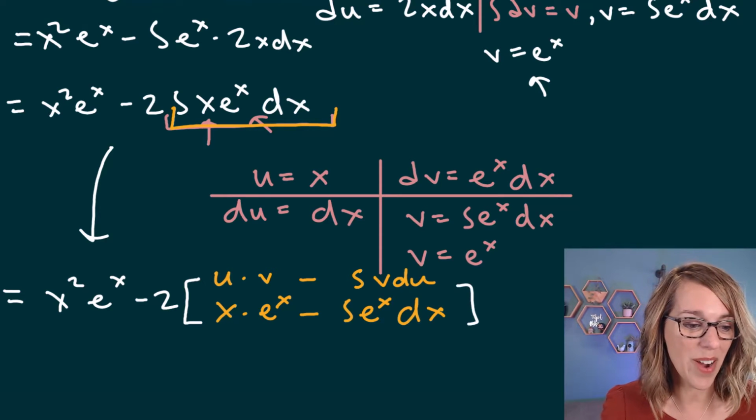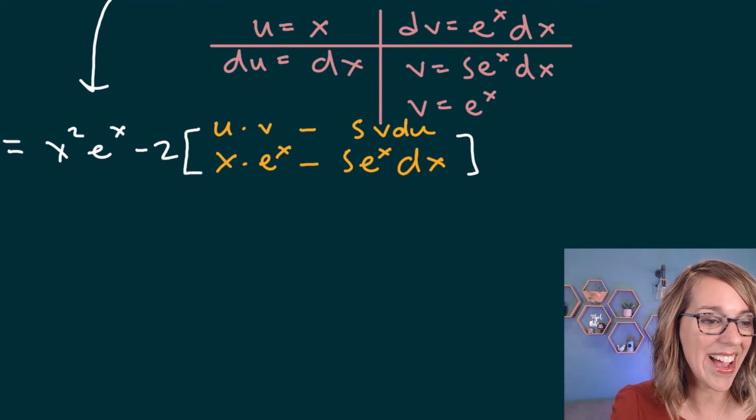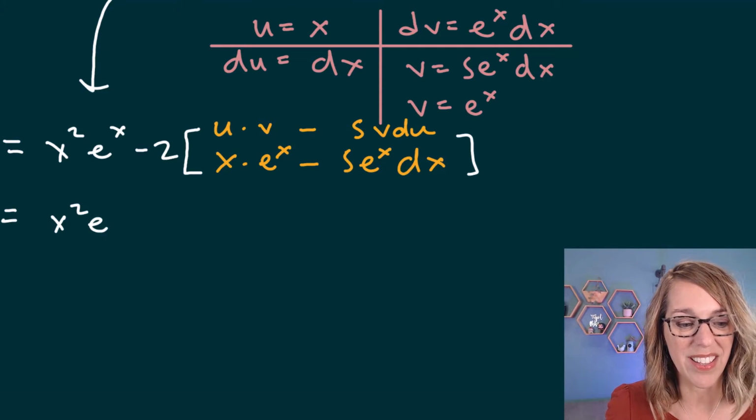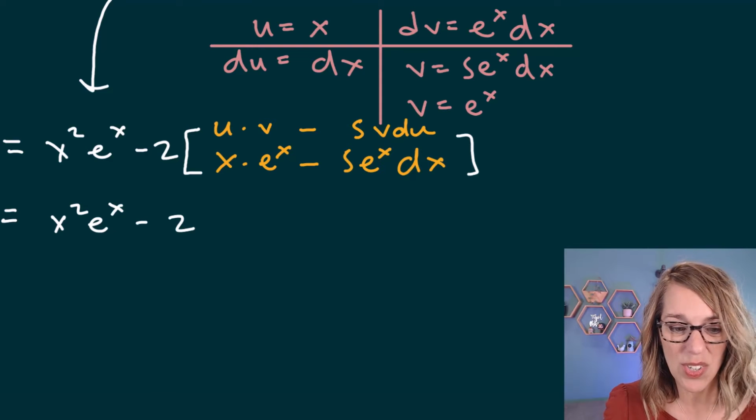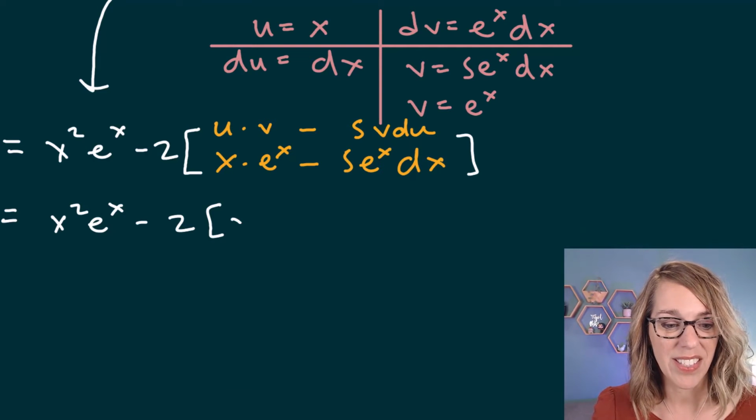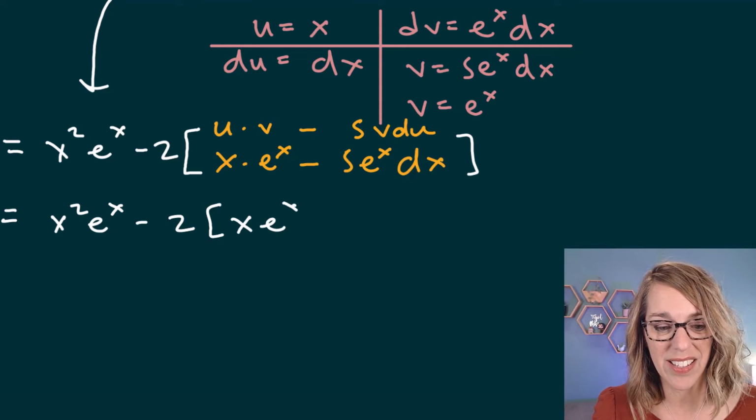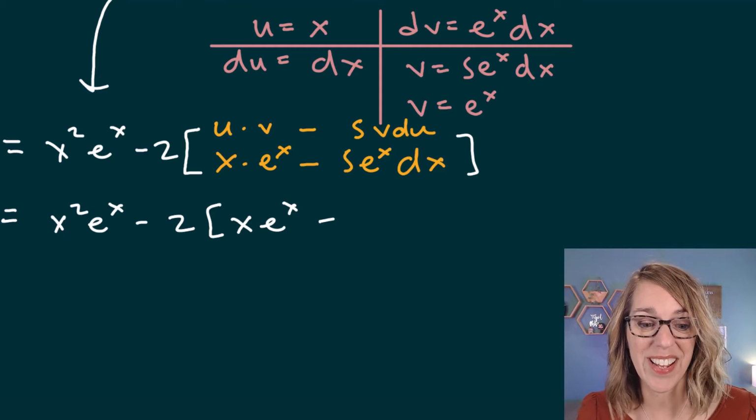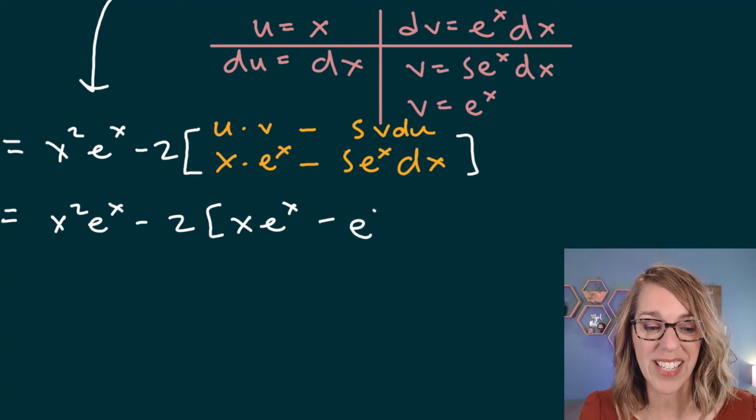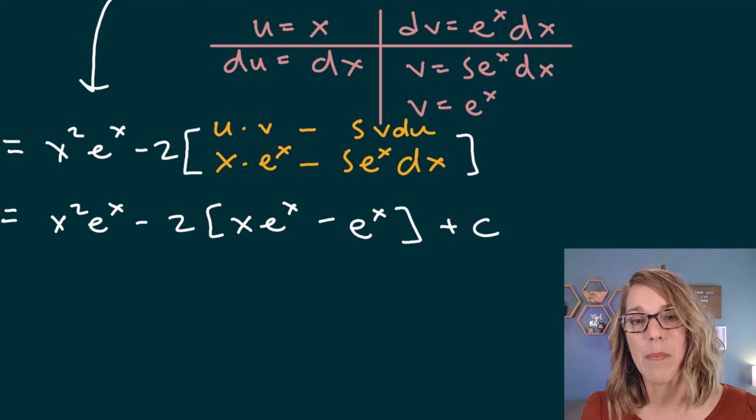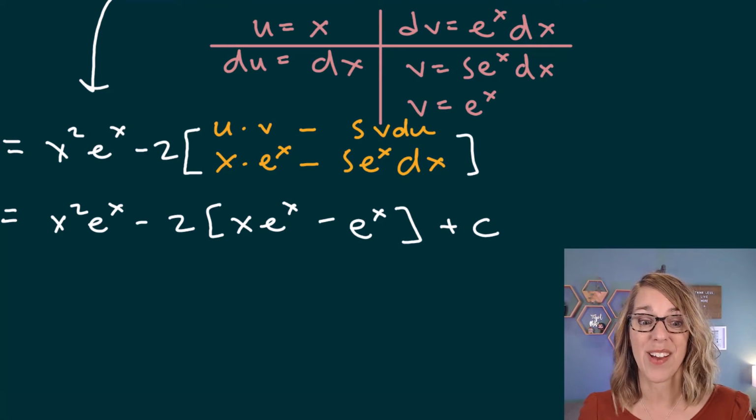Okay, so what do I have? I think I'm just about there to my answer. So I've got x squared e to the x minus 2. Let's go ahead and just clean up what I've got on the inside here. This is going to be an x e to the x. And I do have an integral now that's super easy to evaluate. The integral of e to the x is just e to the x. I'm done integrating. I'm going to remember to throw that plus c on the outside.